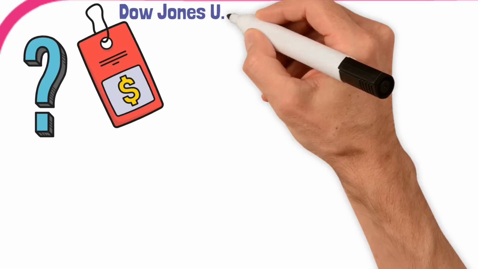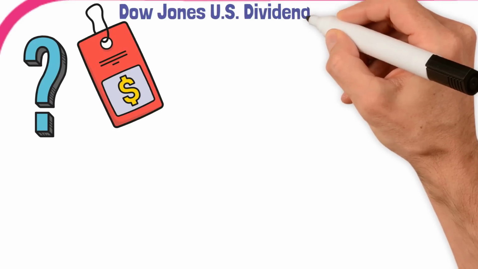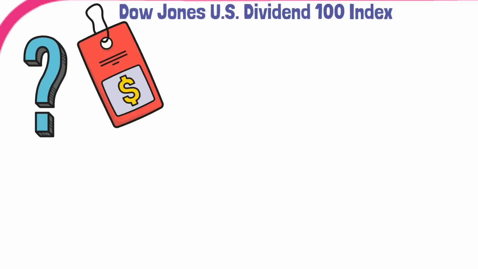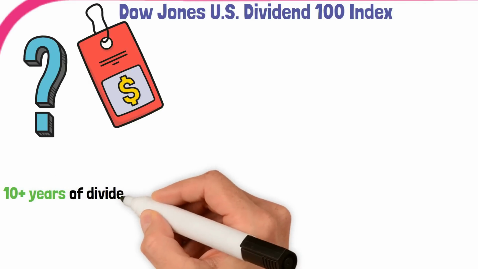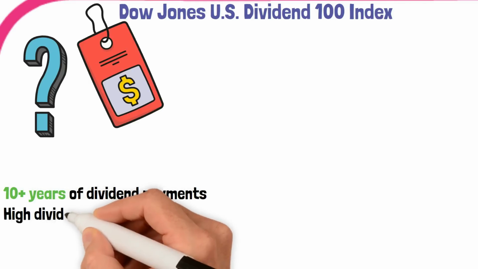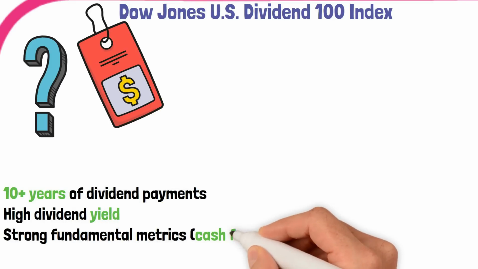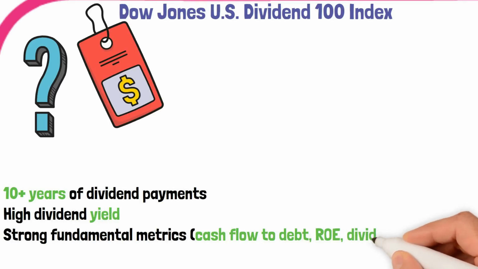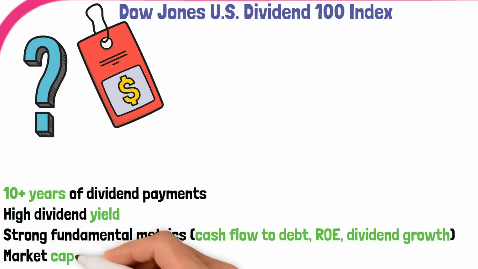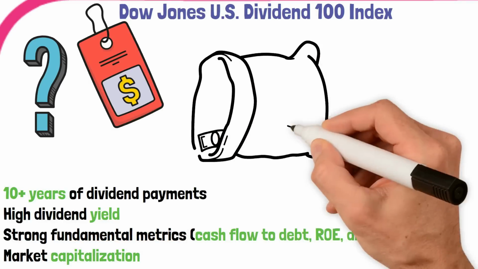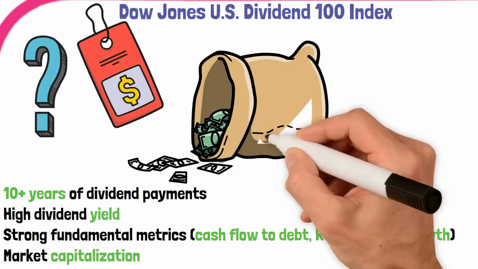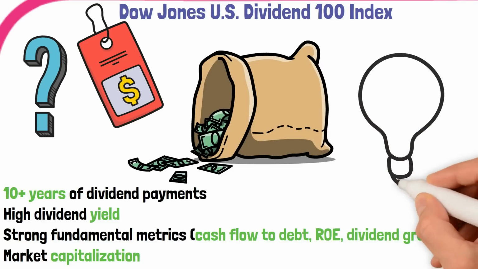SCHD tracks the Dow Jones US Dividend 100 Index, selecting stocks based on 10+ years of dividend payments, high dividend yield, strong fundamental metrics such as cash flow to debt, ROE, and dividend growth, and market capitalization. This methodology favors established companies with financial health but doesn't directly account for current valuations.